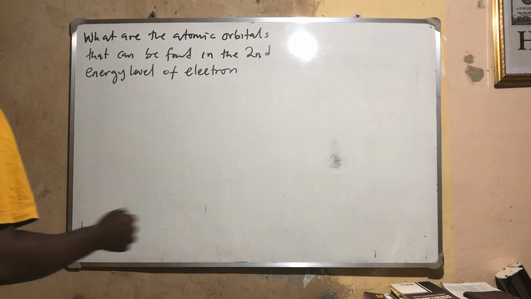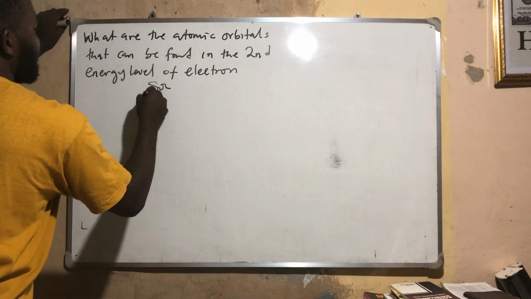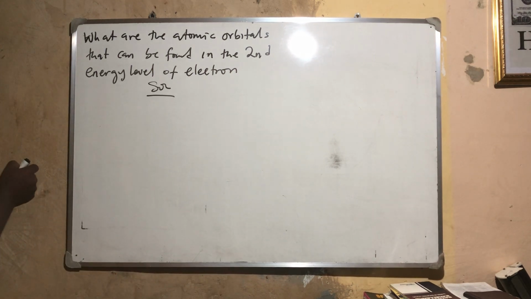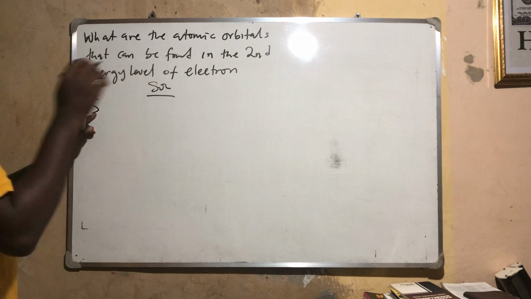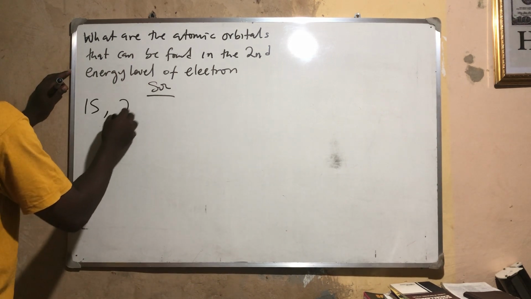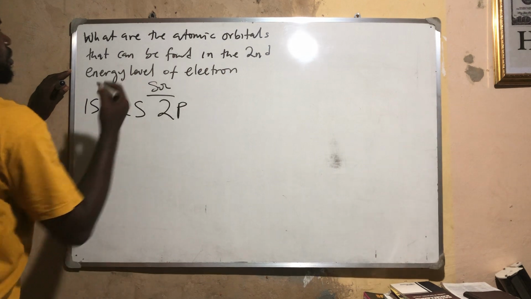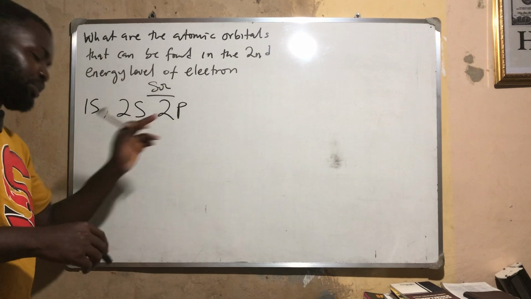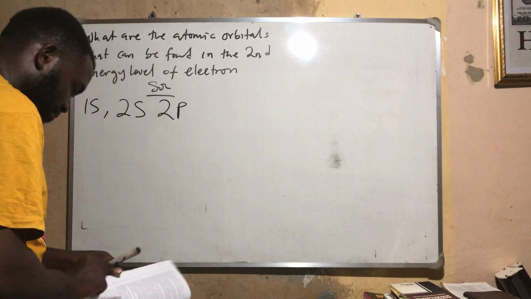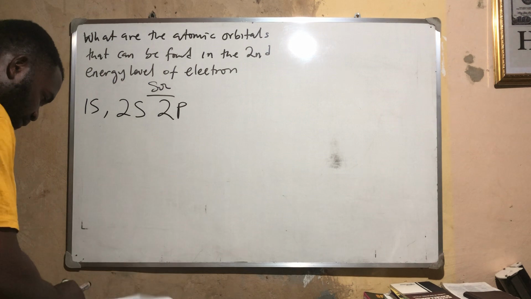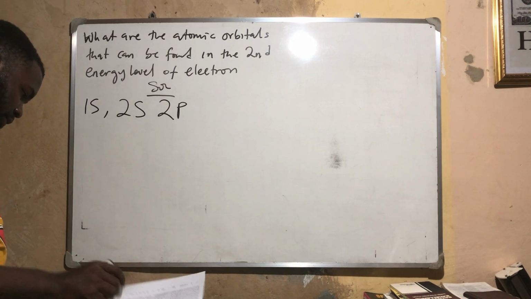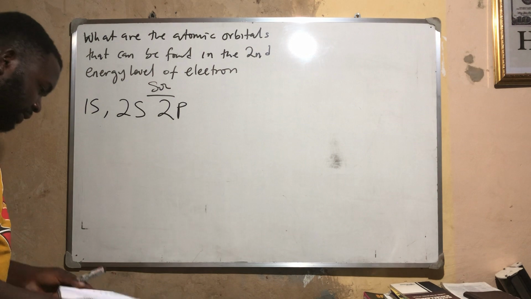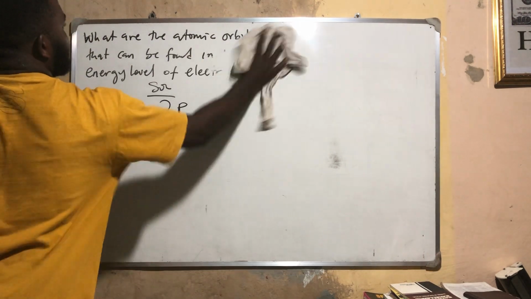Now, very simple. For the solution, if you're writing the electronic configuration, you will see that the first energy level is just 1s. So the orbital found in the first energy level is just s. Then the second energy level is 2s and 2p. Therefore, the orbitals that can be found in the second energy level are S and P orbitals. Very, very simple. These people don't have questions to ask. So let's move to the next one.